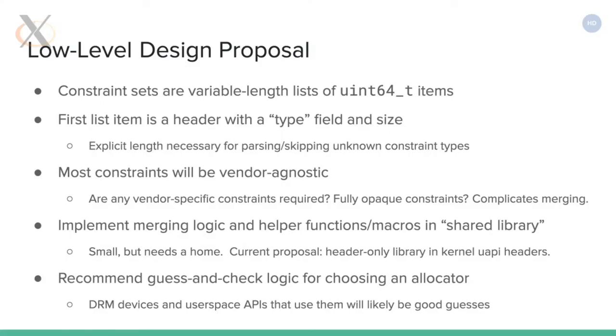So we've implemented the merging logic and some helper functions in a sort of shared library. It's pretty small, but it needs a home, and it needs to be shared between the kernel and user space, because both will use it. So the current proposal is to use a header-only library in kernel UAPI headers. Maybe it's not the best solution, but at least it's the simplest solution. We can discuss that later.